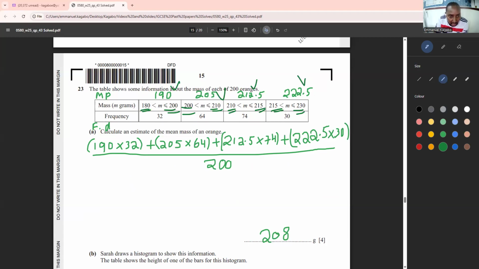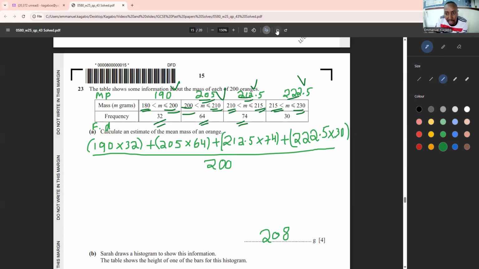That's why you see I have 190 times 32. Midpoint times frequency plus midpoint times frequency, and so on. You add and divide by the total number of frequency, 32 plus 64 plus 72, 74 plus 30, and if you add them, gives you that.